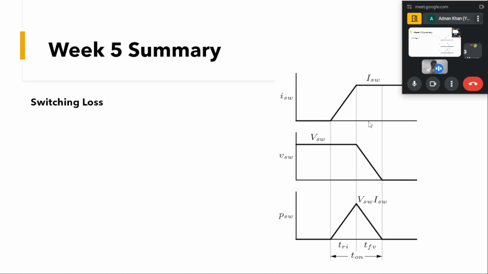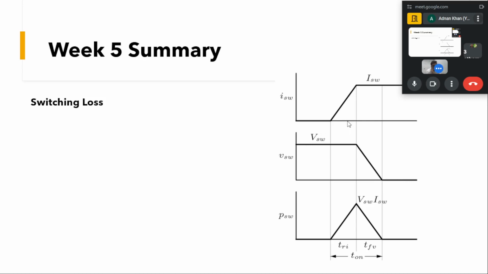So we had seen this in the previous weeks, and that is what is shown here. Like we see during the turn on of the device, that the current goes from zero to the maximum value first, and after that interval, the voltage that is being blocked by the device goes from the blocking voltage and gradually dips to zero.